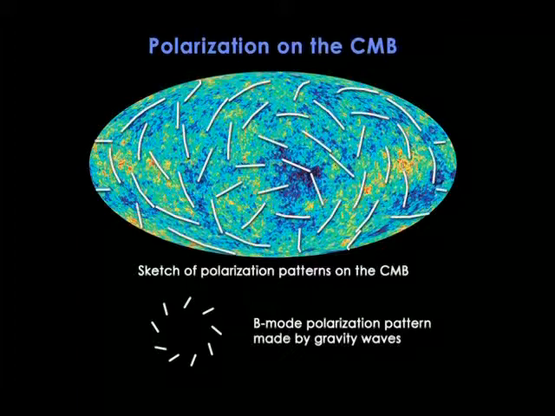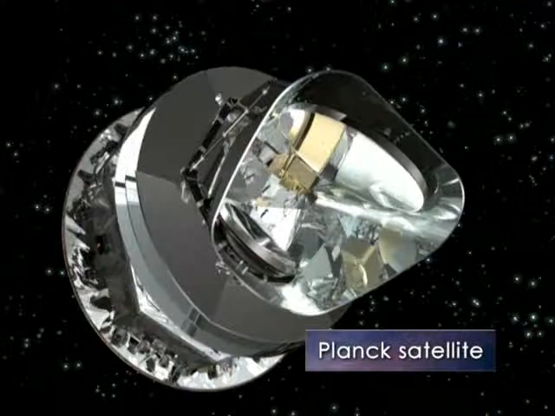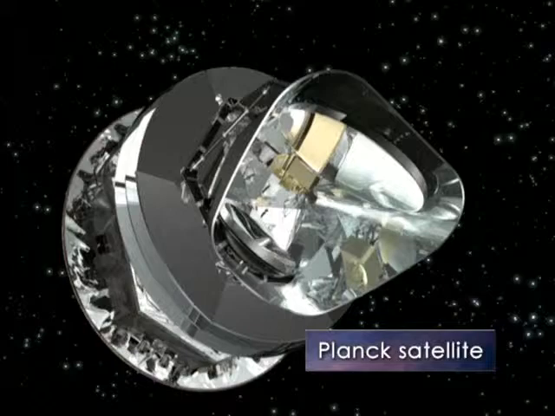Now, currently, as of 2008, these B-mode polarization patterns are still too weak to be seen. But the hunt is on, and there is great hope that the next satellite to map the microwave background, called the Planck satellite, will soon find them.